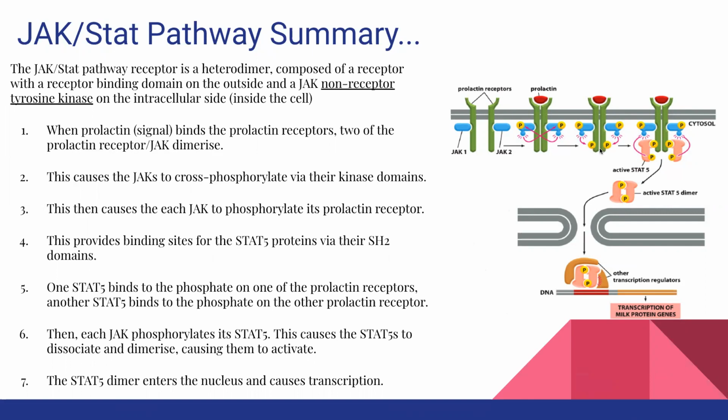itself, phosphorylating it. And after the receptor is phosphorylated, that makes the STAT5 bind to the receptor. We're gonna have two STAT5 molecules binding. And after they bind to the receptors, we're gonna have also JAK1 and JAK2. Each one of them is gonna phosphorylate one of the STATs. And after we get phosphorylating of STAT, it's gonna cause a conformational change, causing it to dissociate from the receptor.